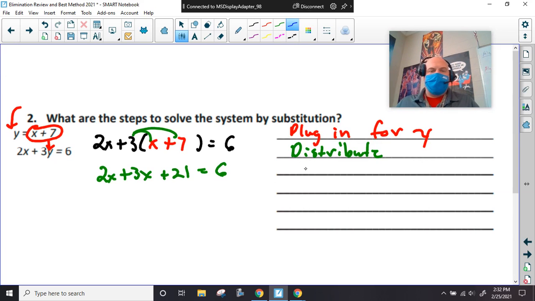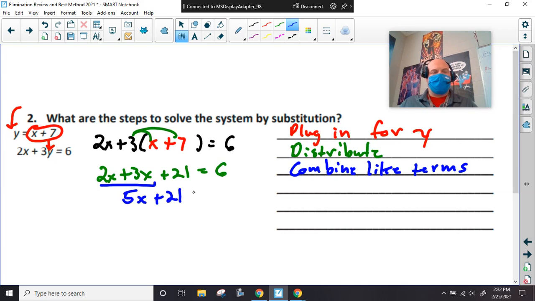So from here, we're going to combine like terms. These steps should look familiar. These are the same steps that we did for the multi-step equations in Unit 1. So 2x plus 3x, now we have 5x plus 21 equals 6. Now we're going to put the constants together, not a person whose name is Constance, but like the numbers without the letters.